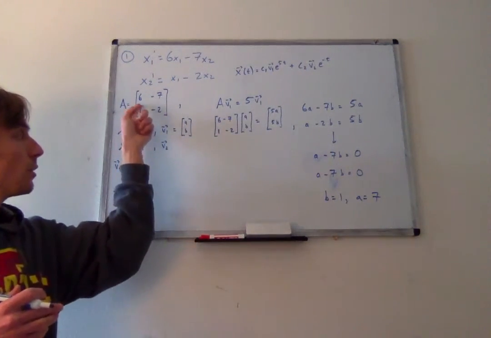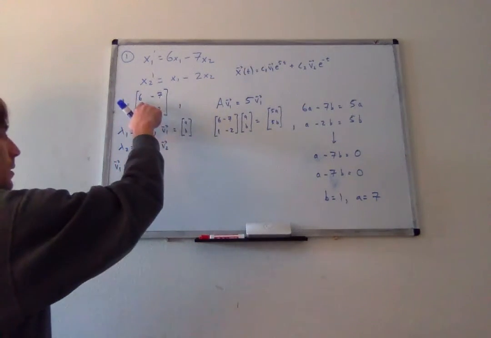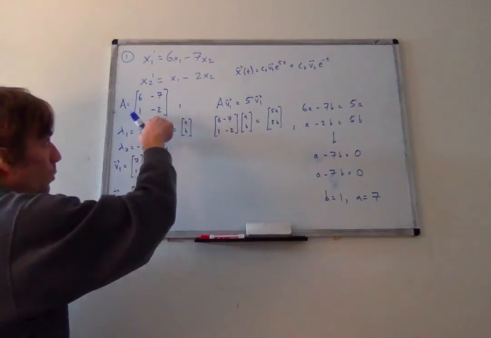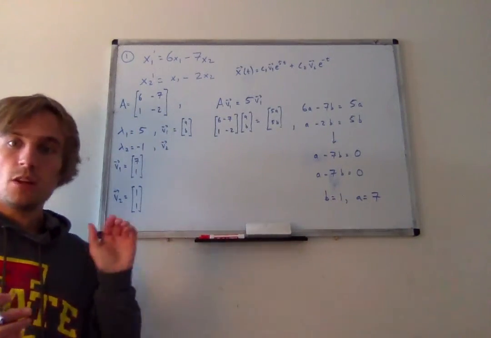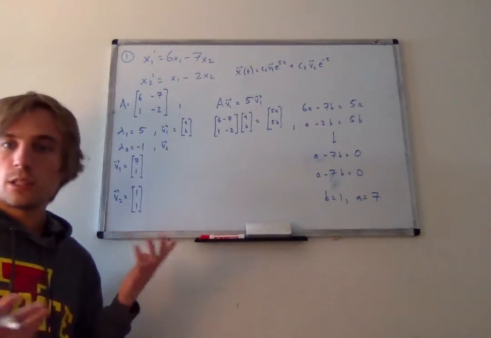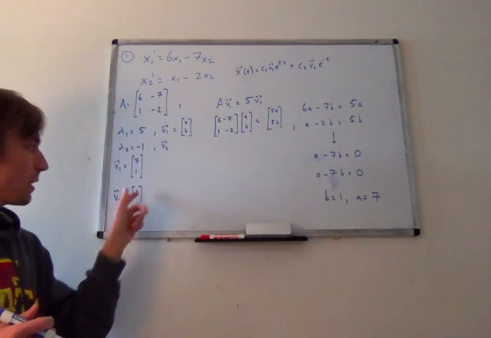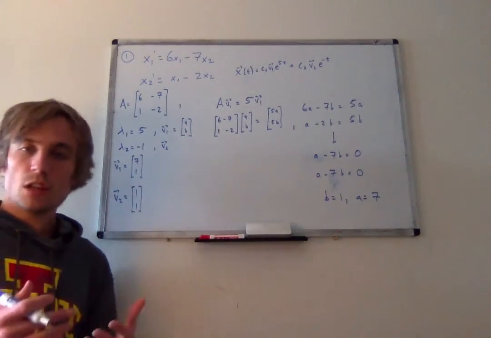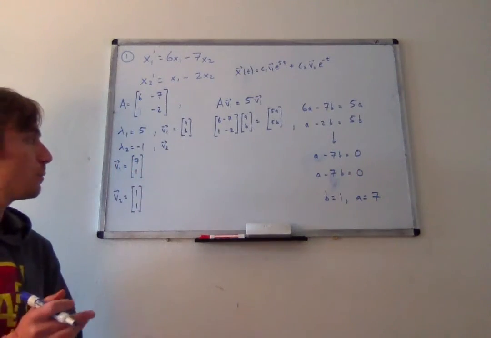So notice here, 6 minus 7 is negative 1, 1 minus 2 is negative 1. And whenever you get that property that all of the rows add up to the same value, 1, 1 is always going to be an eigenvector. Because if you notice, basically 1, 1 is just asking you to sum each row individually, and that gives you the values of A times v2.